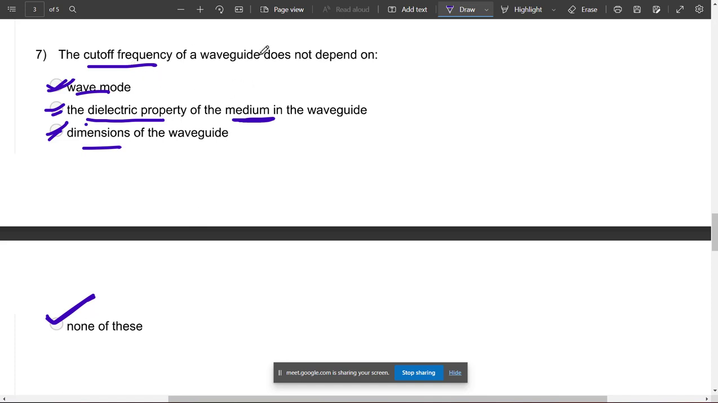So the cutoff frequency here does not depend on, no, it depends on all of these properties. It depends on wave mode, it depends on the dielectric property of the medium, and it depends on the dimensions of the waveguide. So the correct option here will be none of these.